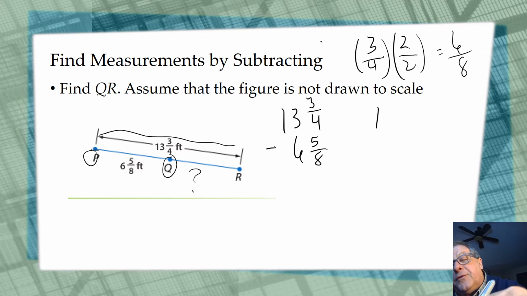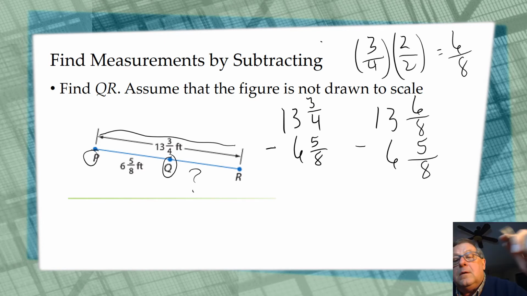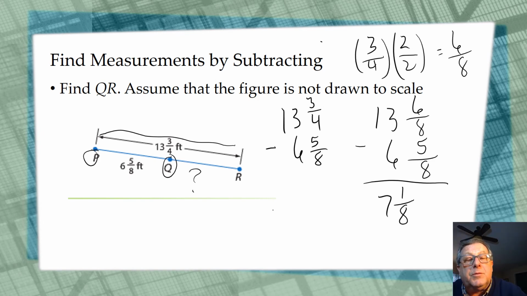And so now I can say 13 and 6/8 minus 6 and 5/8. Well, let's see, 5/8 from 6/8, that's just going to be 1/8, right? And 13 minus 6 is going to be 7. And so this is 7 and 1/8. And I cannot forget my unit of measurement, which is feet. 7 and 1/8 feet.